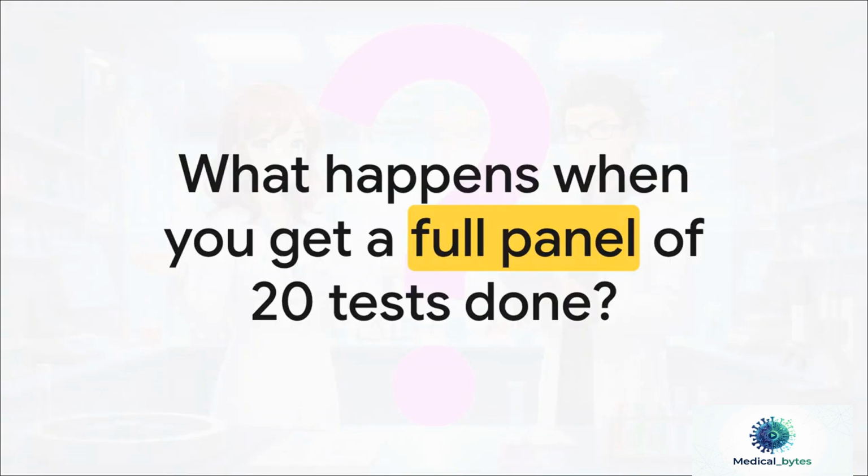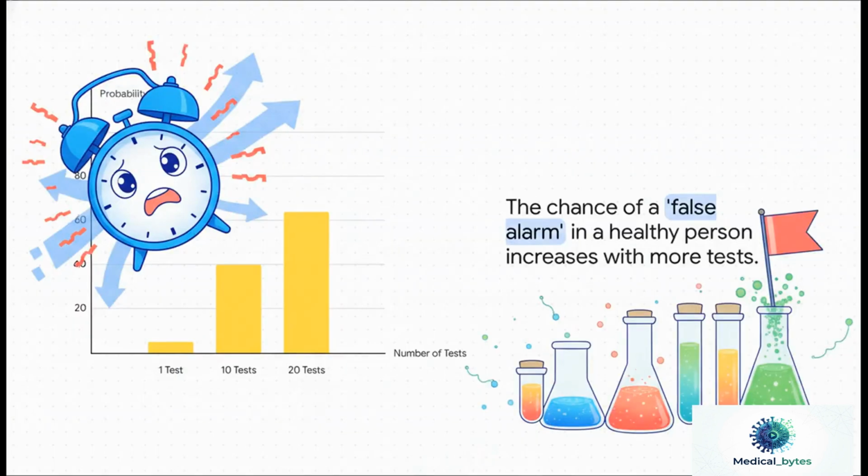Okay, so we've established there's a 1 in 20 chance that a single test on a healthy person might get flagged. But let's be real. When was the last time you only got one test done? What happens when you get that big comprehensive panel with 20 different tests all at once? Well, the chance of a false alarm just skyrockets. With 10 tests, there's a 40% chance that at least one of your results will be flagged just by pure chance. And if you get 20 tests done, that probability jumps to a whopping 64%. That means you're actually more likely than not to have at least one flagged result, even if you're perfectly healthy. That single fact should completely change how you look at a lone flagged result on a big report.